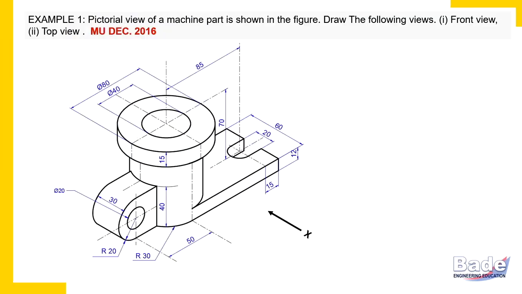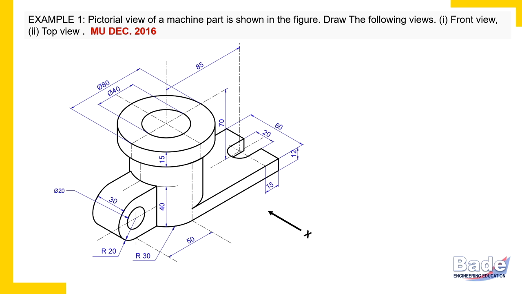Read this problem. Pictorial view of a machine part is shown in figure. Draw the following views: front view, top view. Okay, this problem was asked in university exam December 16. Now watch the diagram. It is a symmetrical diagram.